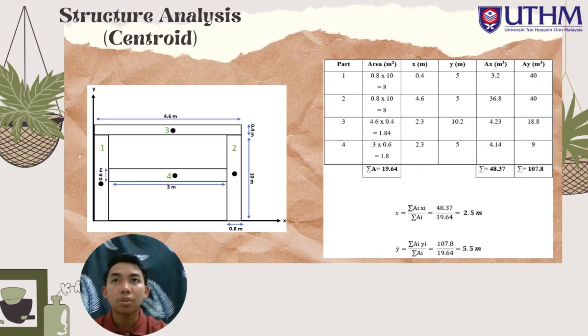Next, we move to the structure analysis part, where we find the centroid. The diagram shows the beam and column sections and dimensions. Using the calculation, we can find the centroid of each section and the centroid where the structure is balanced, which is at 5 meter at X and Y at 0.7 meter.